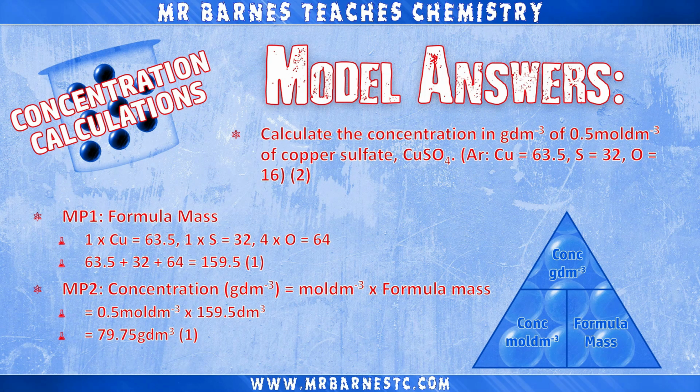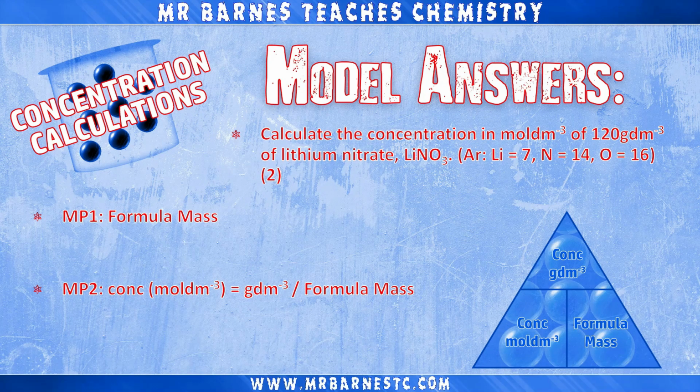Next question. This question asks you to calculate the concentration in moles per decimeter cubed and gives you the concentration in grams per decimeter cubed. So it's also a conversion calculation. So step 1, formula mass.